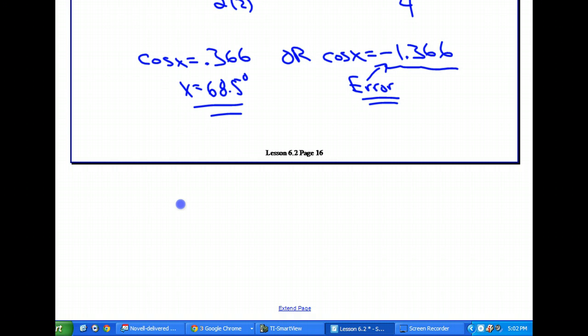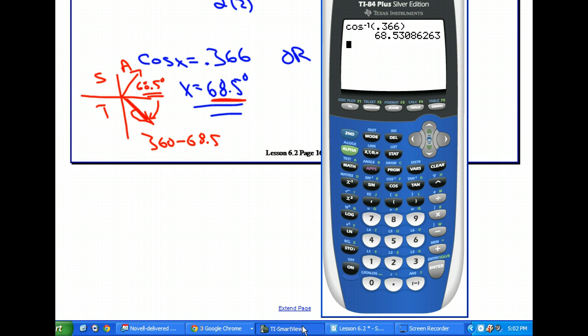Okay, come back now to this first answer. 68.5. So we got that angle here, 68.5 degrees. But think about what other quadrant is the cosine positive? There should have been another angle down here in the fourth quadrant. And remember your reference angles? Well, 68.5 is your reference angle. How do you get this angle? Let's go 360 minus 68.5. And I just want to double check on my calculator that I didn't copy that answer wrong. It was 68.5, thank goodness.